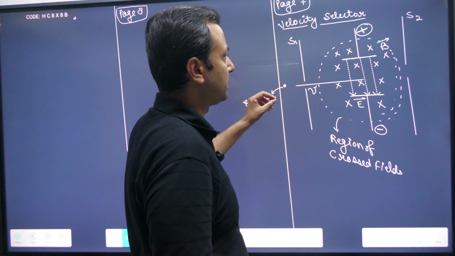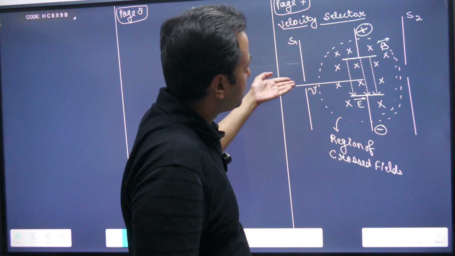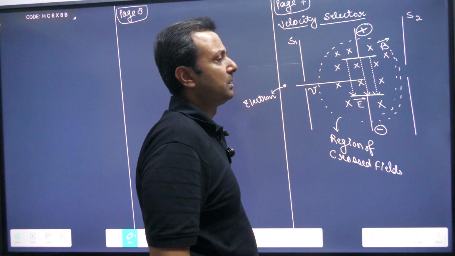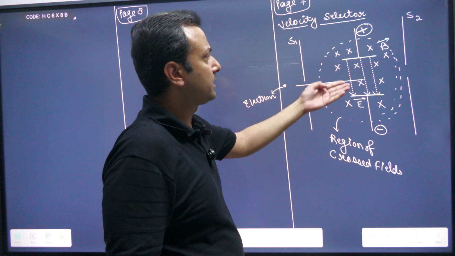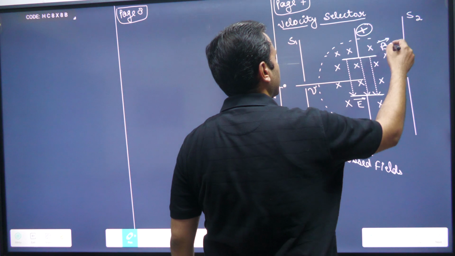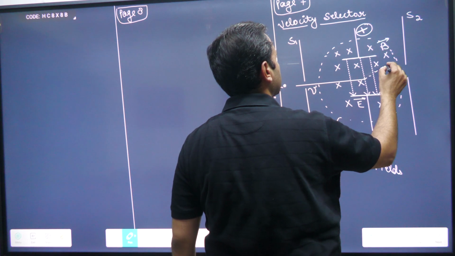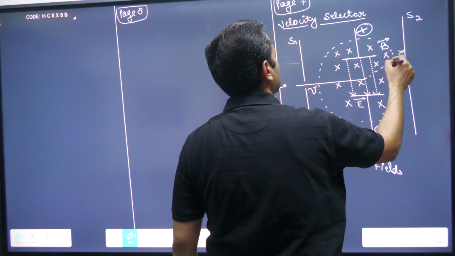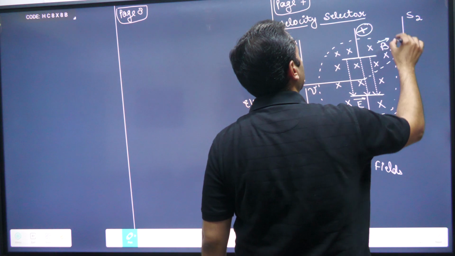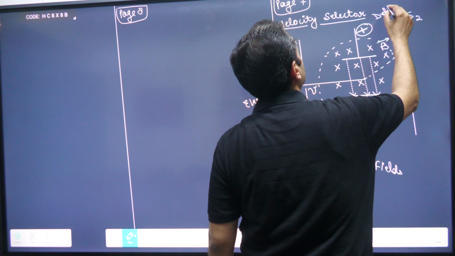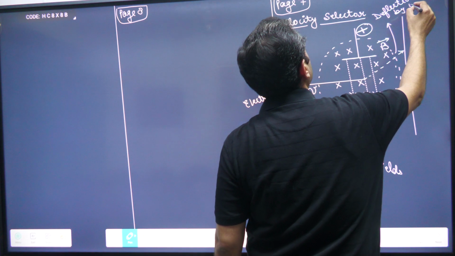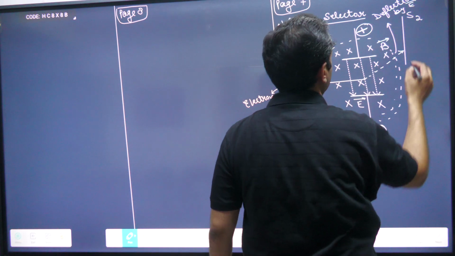An electron is a negatively charged particle. So an electron which is not going straight, which is deflecting a little bit in the upward direction, will be deflected further towards this positive terminal. So some electrons will get deflected in this direction like this. This direction we call deflection by E vector.